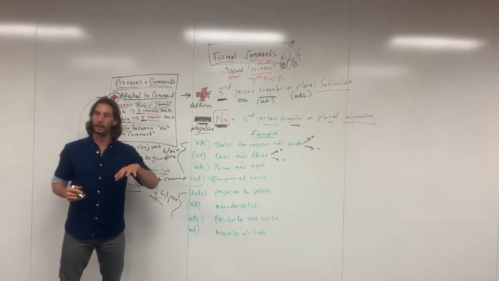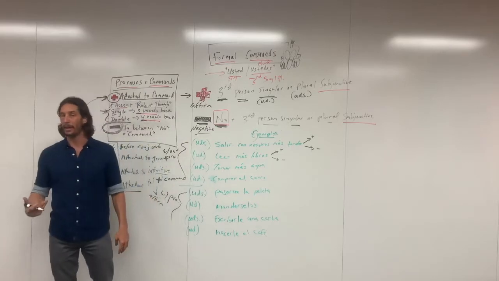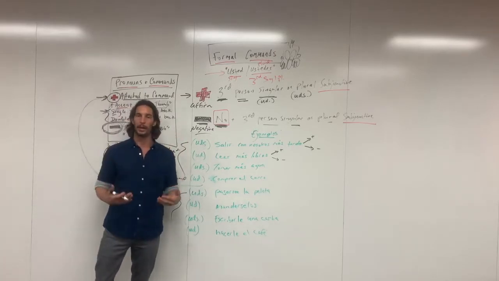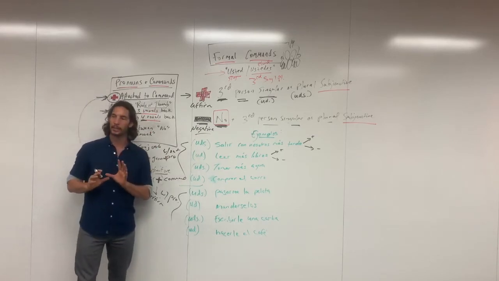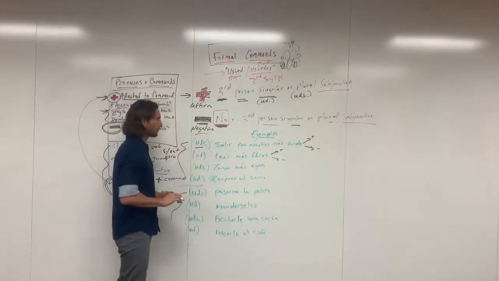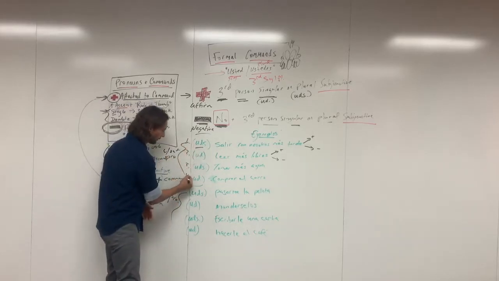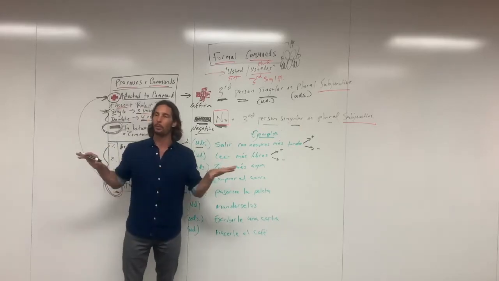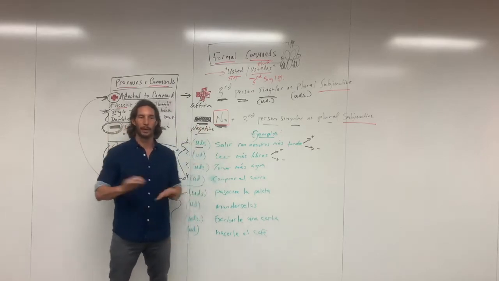So with the affirmative command, you attach the pronoun. With the negative command, you put it between no and the command. Let's take a look at these examples, and hopefully this will make things a lot clearer. And so here we go. Like I said, the first part, these first 4, are going to be without pronouns. It's just straight up, let's put it in command form, and we're good.